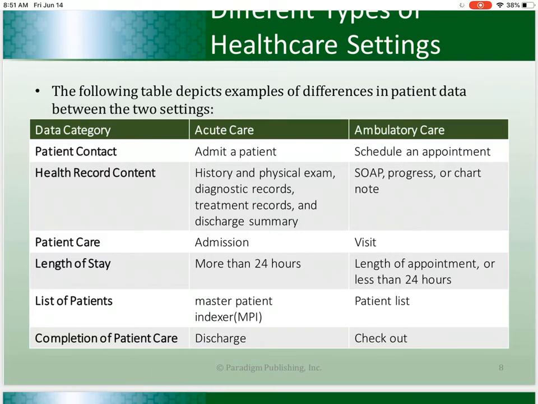Let's talk about terminology. In an acute care, the visit is called an admission. In ambulatory care, it is called a visit. Length of stay for acute care we talked about is typically more than 24 hours. And in ambulatory care, it is less than 24 hours. Our list of patients in the acute care world is the Master Patient Index, and in the ambulatory care world, it's our patient list. And then at completion of patient care, we talked about the patient being discharged. And in the ambulatory care, you are checking out.